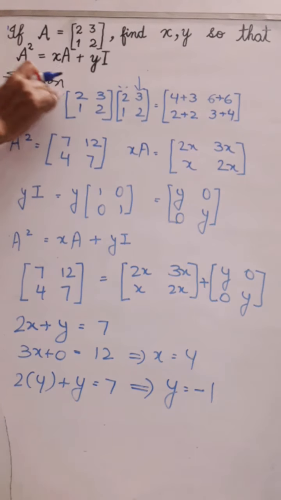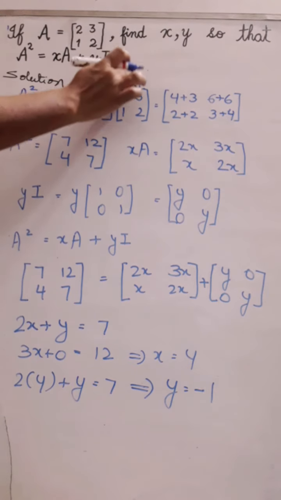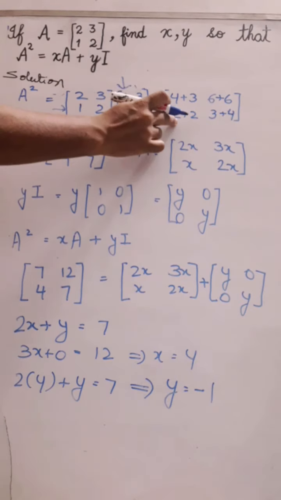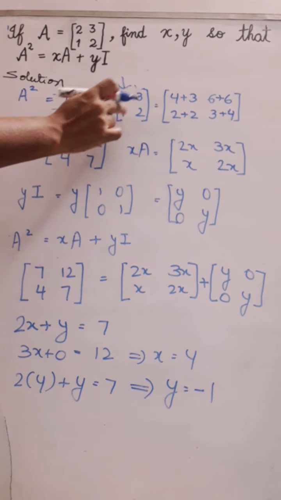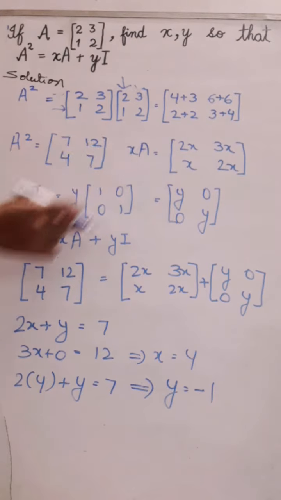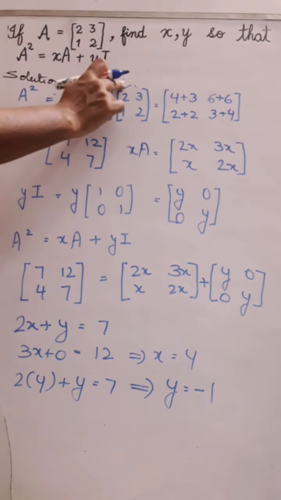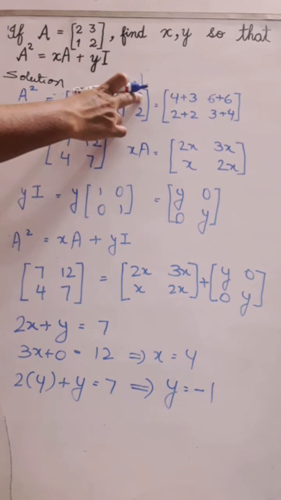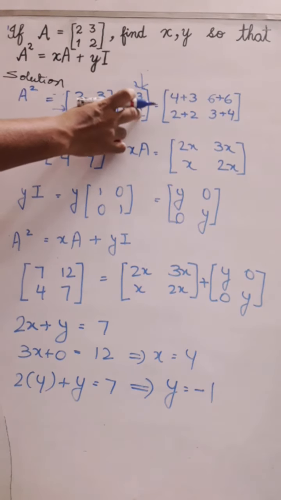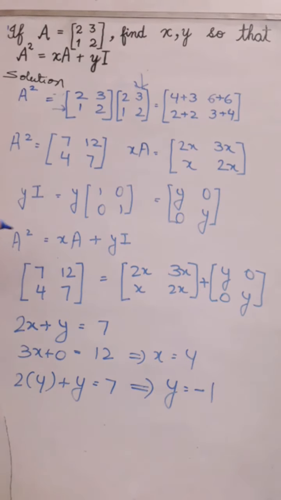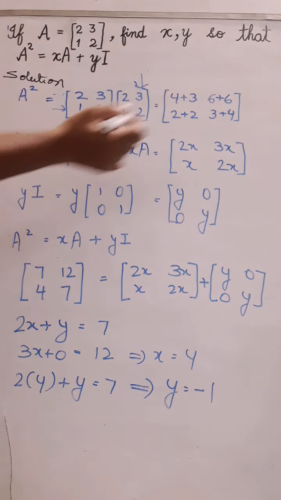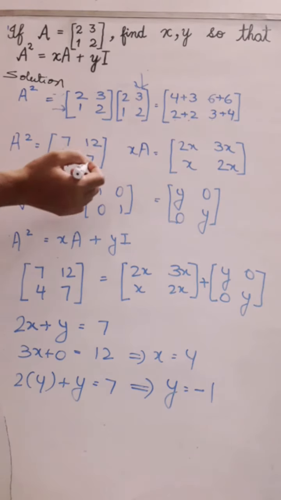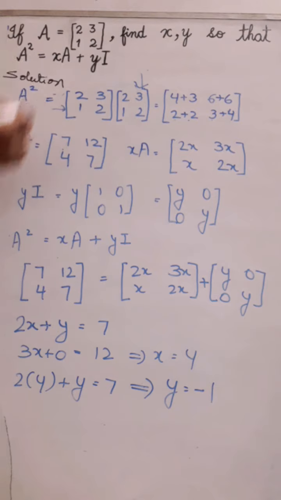Now your second row is multiplied with your first column, so 1 times 2 is 2 plus 2 times 1 is 2. So I will get here 2 plus 2. Now your second row is multiplied with the second column. So 1 times 3 is 3 plus 2 times 2 is 4. So adding this, 4 plus 3 is 7, 6 plus 6 is 12, 2 plus 2 is 4 and 3 plus 4 is 7.